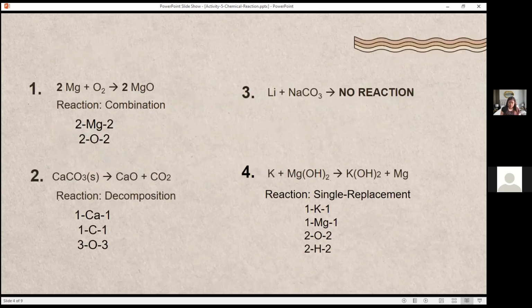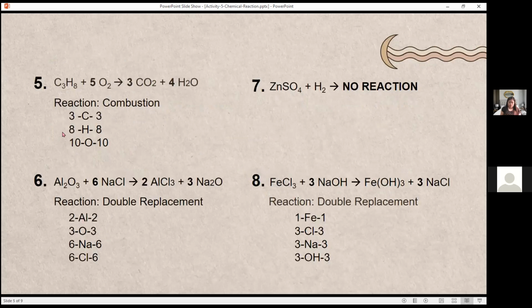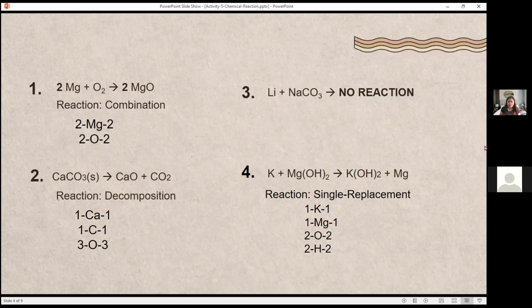So first is number 1. The given is Mg plus O2. First, we identify the activity series. Magnesium is stronger than oxygen, so we proceed to predict the product. Our product is magnesium oxide, MgO. So the reaction is combination.